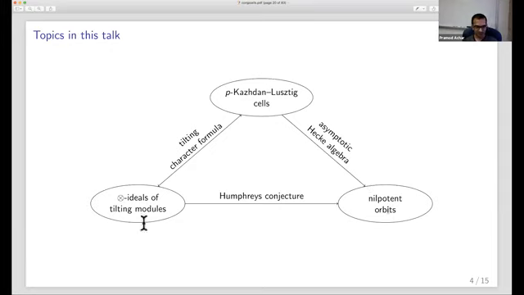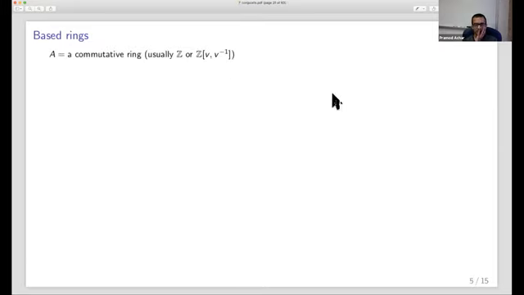So far, I've only told you about examples of tensor ideals. So in the next couple of slides, I want to tell you about peak Kazhdan Lusztig cells, and I'm going to tell you about this arrow right here. Before I do that, I want to introduce some language. This isn't really essential, but for me, it's a convenient way to talk about a couple different concepts in a unified way. So it's the language of based rings.